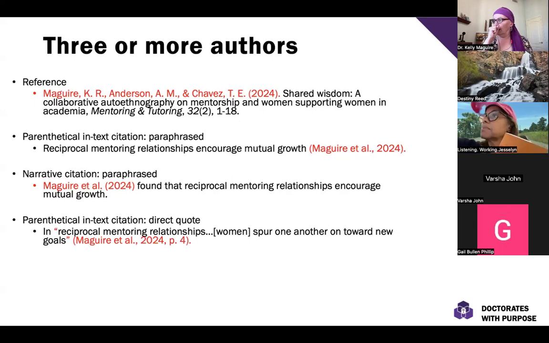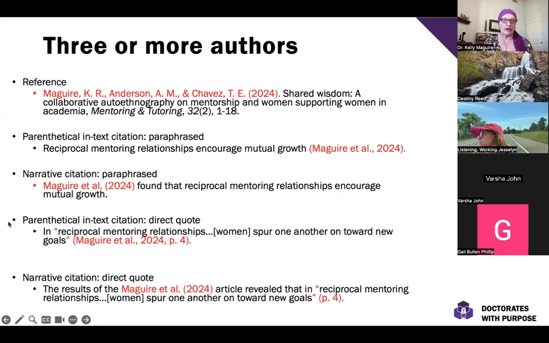But let's say that there was a really great direct quote that you want to use. And again, you're using this sparingly at the doctoral level, but it could say something like this: in, and then the part that I'm taking directly out of the article, put it in quotes so you don't get flagged for plagiarism. In reciprocal mentoring relationships, women spur one another on toward new goals. And then it ends with the quote because that's the end part of what I extracted directly out of the article. And then your parenthetical would look like McGuire et al., period, comma, space, 2024, comma, space. Remember, just a lowercase p, a period, space, and then the page number.